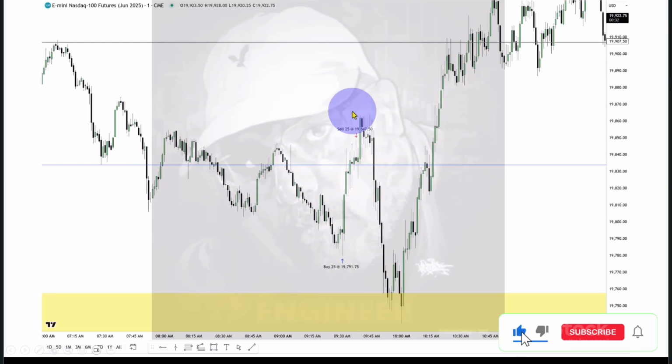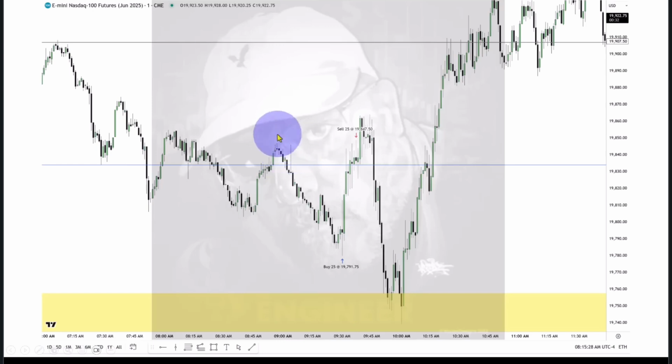Now, does it need to fill the gap entirely? No. Does it need to go to the lower quadrant? No. Does it need to go to consequent encroachment? No. But an attempt at all is within the realm of reasonable. So if it's going to make an attempt to do that, doesn't it make sense inside the scope of 9:30 to 7 o'clock in the morning, where is the easiest low-hanging fruit first presentation of relative equal highs?